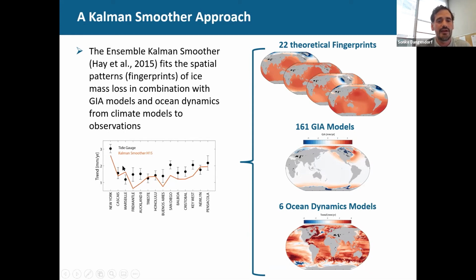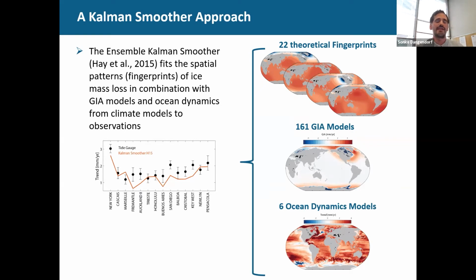When doing that, with the technique from 2015, we get this red line. These are the linear trend estimates at the closest location to the individual tide gauges shown here. And you can see that this Kalman Smoother has done a reasonable job at that time in explaining the spatial variations seen in tide gauges, but it's certainly not a perfect fit.